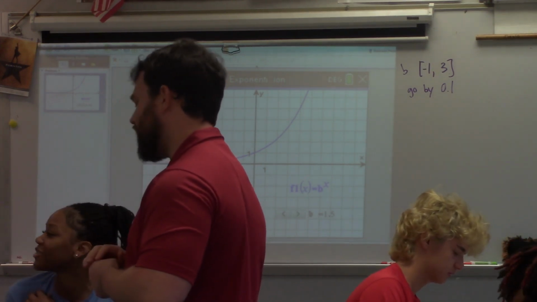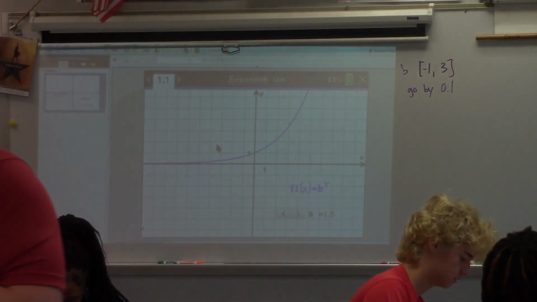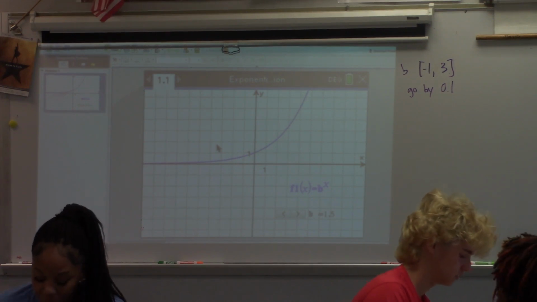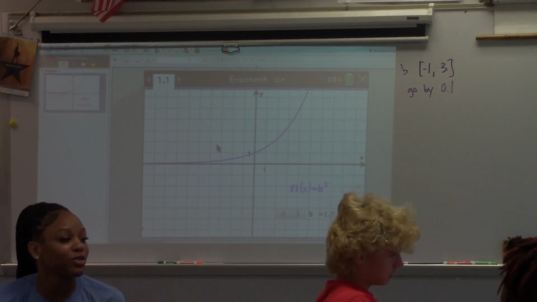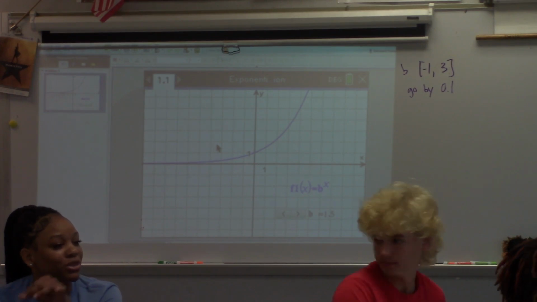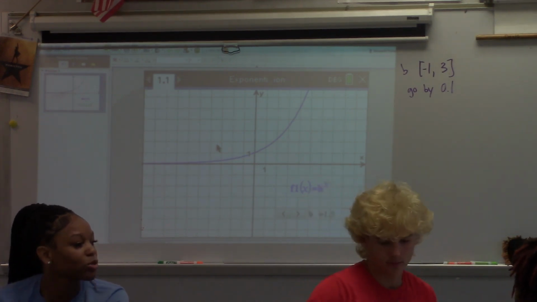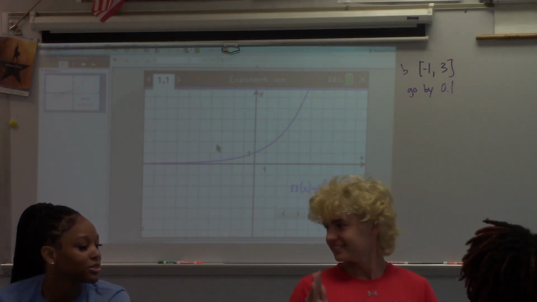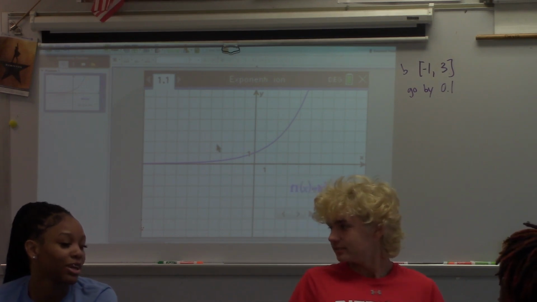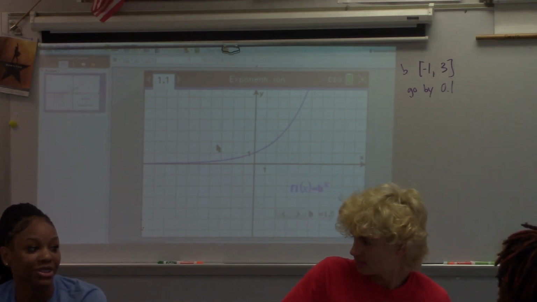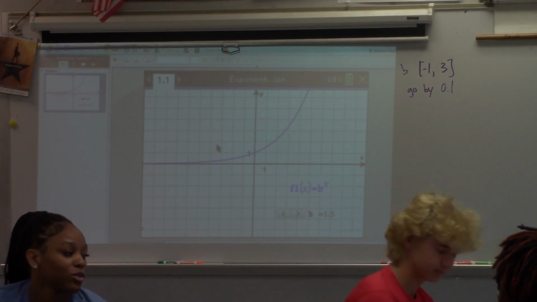Okay, but we need some more than just that. Think about that exponential growth and decay idea. What patterns do we notice? When is it exponential growth? When is it exponential decay? When is it just weird?